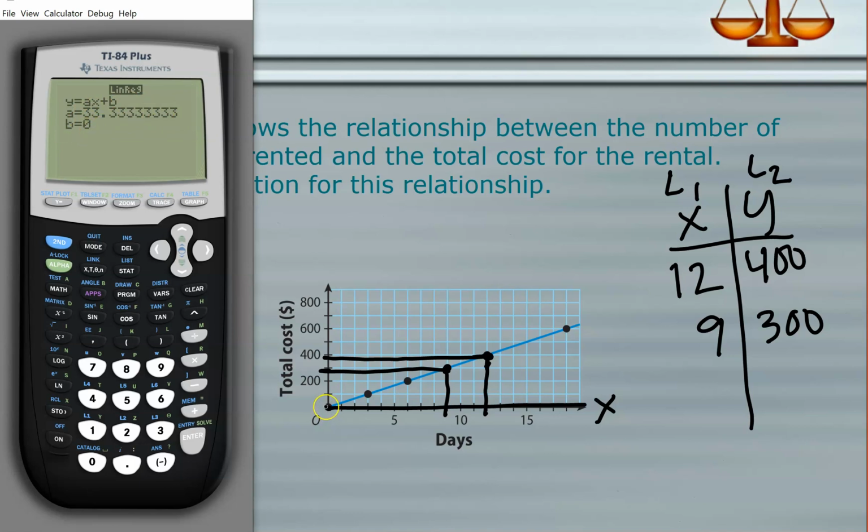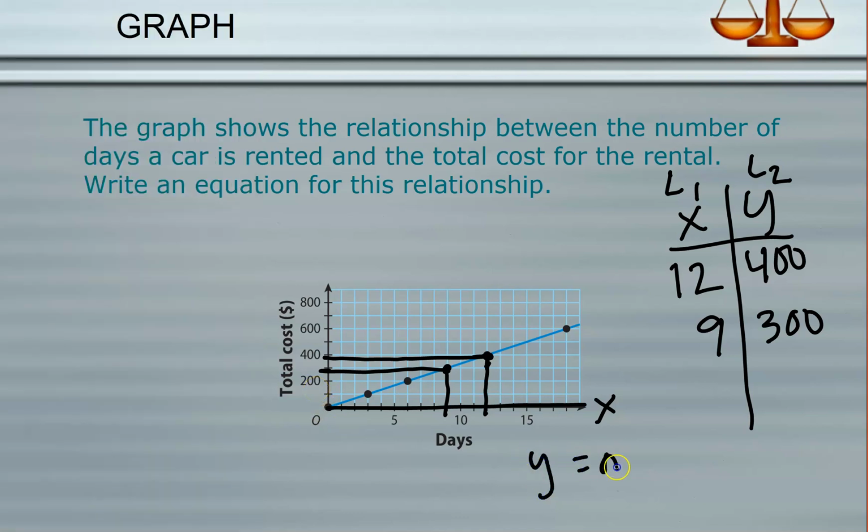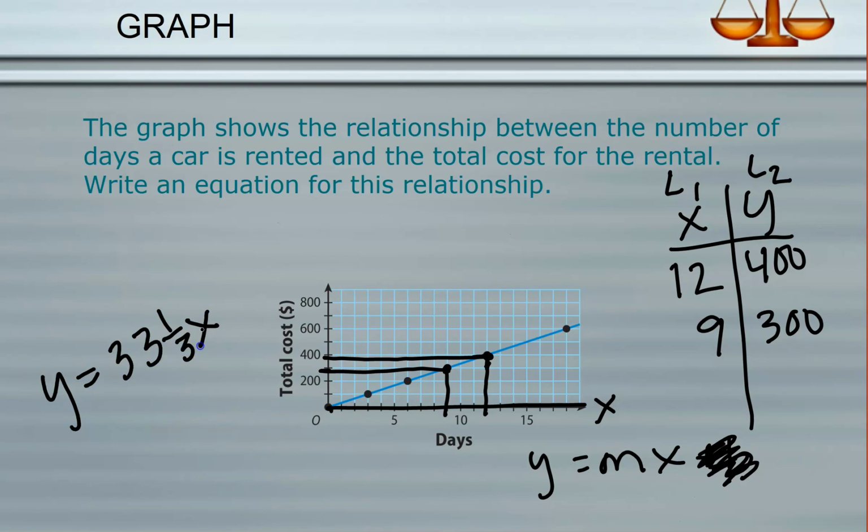Now, why does it say b equals 0? Because again, it starts at 0. We're going to be learning more about that later. Like I said, when we write the equation, it's usually y equals mx plus b. However, right now, we only have 0 as b, so we don't need it right now. All right, so how would I write my equation again? Y equals 33 and 1/3 x.